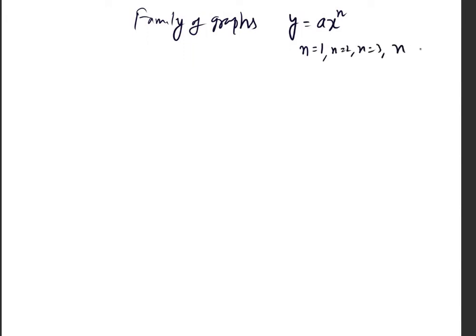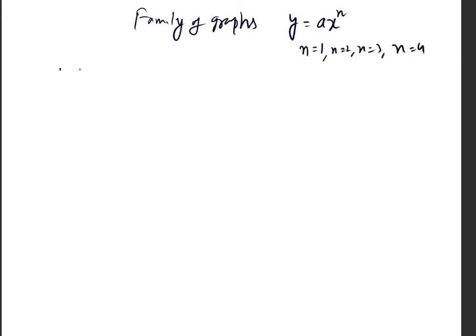So what we are going to learn today is called family of graphs. Family of graphs of the form y equals ax raised to the power of n. Now n can take any number, obviously it can take a 0 as well, from 0, 1, 2, 3 and until infinity. But we are primarily going to deal with n equals 1, n equals 2, n equals 3, and n equals 4 here.